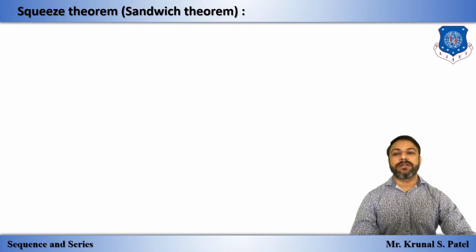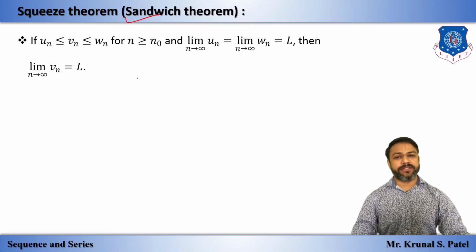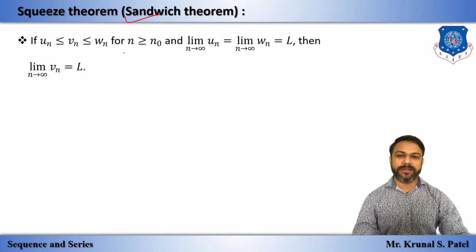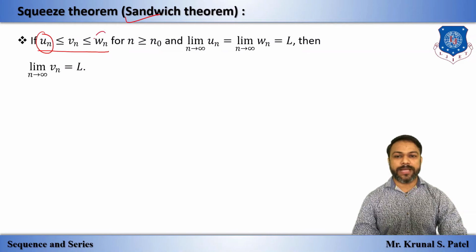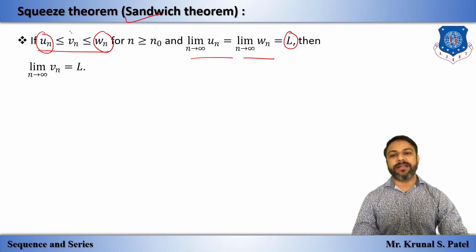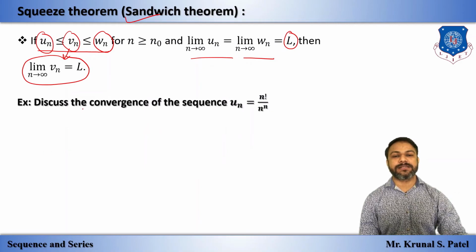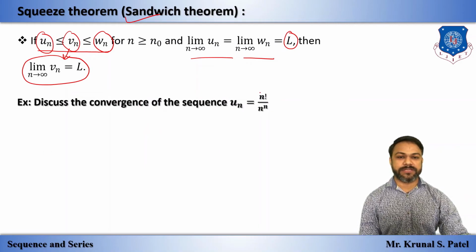Now we have the last point, the sandwich theorem. We have also learned it at school level. If we have this inequality and we know the limit of u_n and w_n is equal to L, then the limit of v_n is also L. Okay, so let's discuss the convergence of the sequence.